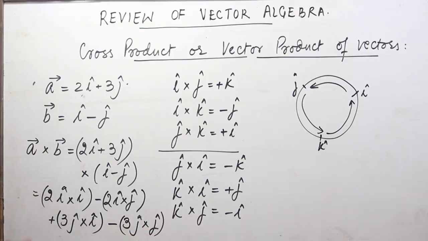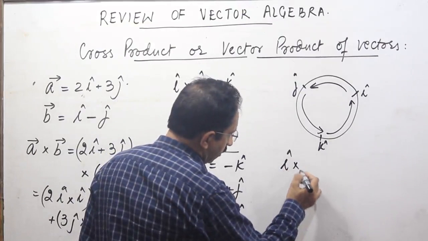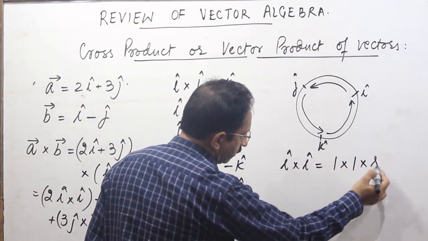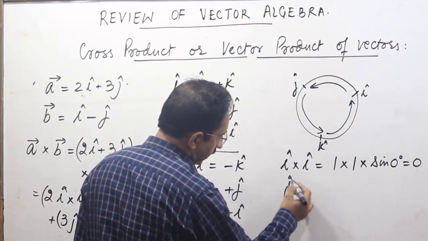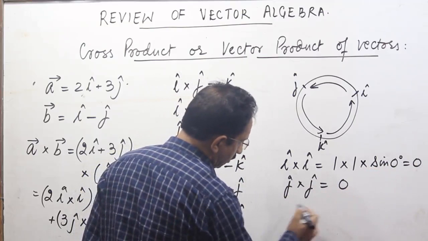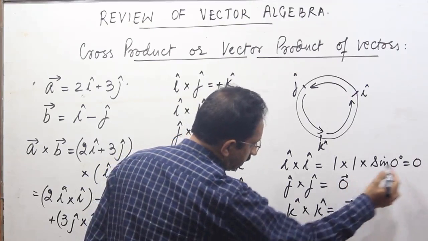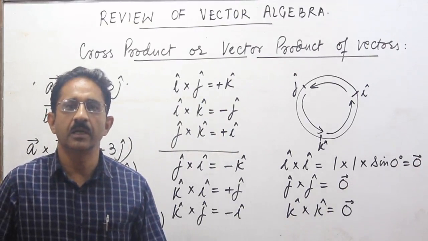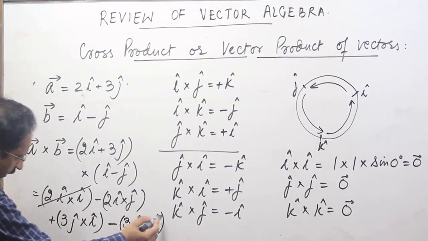Now the two terms here, I cross I and J cross J, will cancel out, because the product of I cross I is first vector magnitude multiplied by second vector magnitude multiplied by sine of 0 degree, that is 0. Similarly, J cross J is 0, K cross K is 0, and to be more accurate, the 0 which appears here is basically a 0 vector. So in that sense, this product and this product vanish.